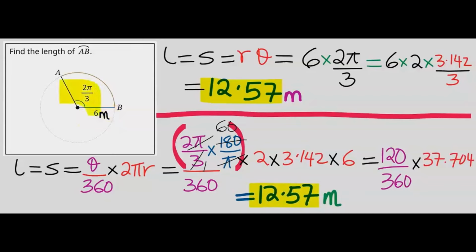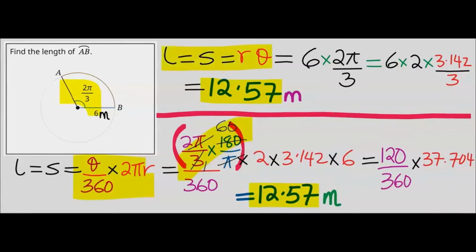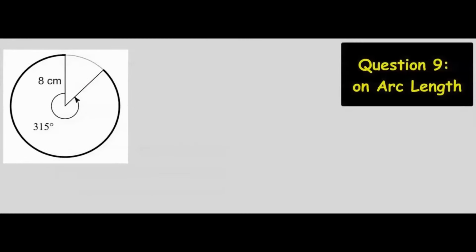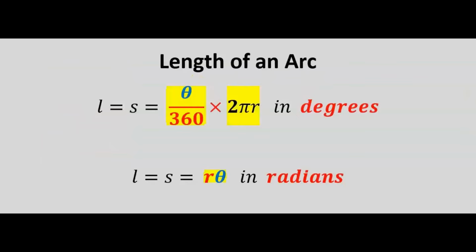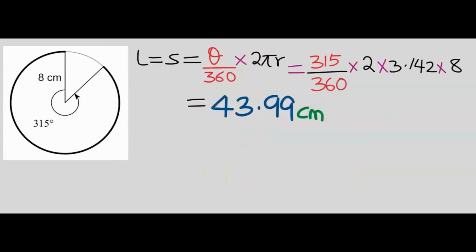When the central angle is in radians and you have to use this formula, then you must learn how to convert. Else, you have to use this formula. Next, let's find the length of this arc. The first step is to consider the central angle, which is in degrees. Next, choose the right formula for central angles with degrees. If you substitute and solve carefully, the length of the arc is 43.99 centimeters because the radius is in centimeters.